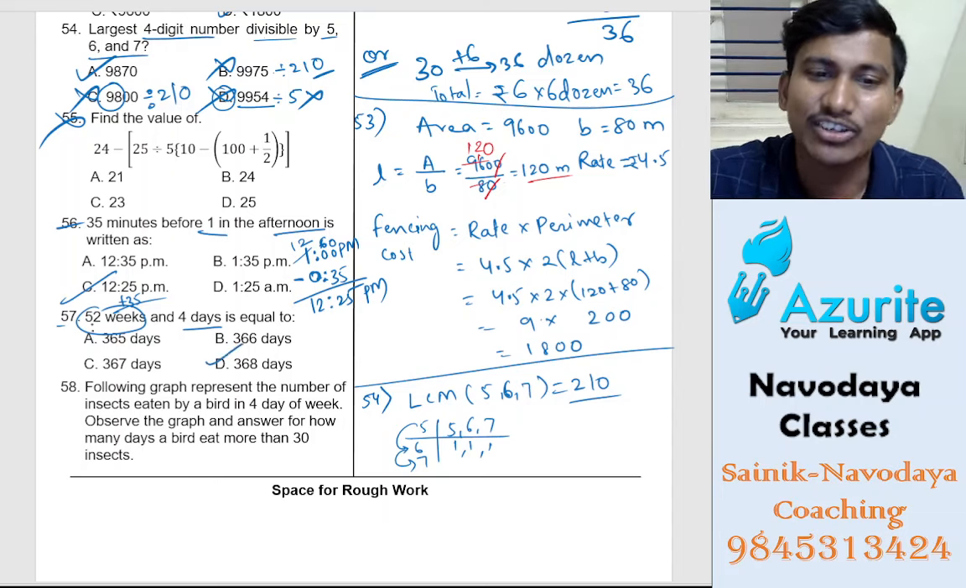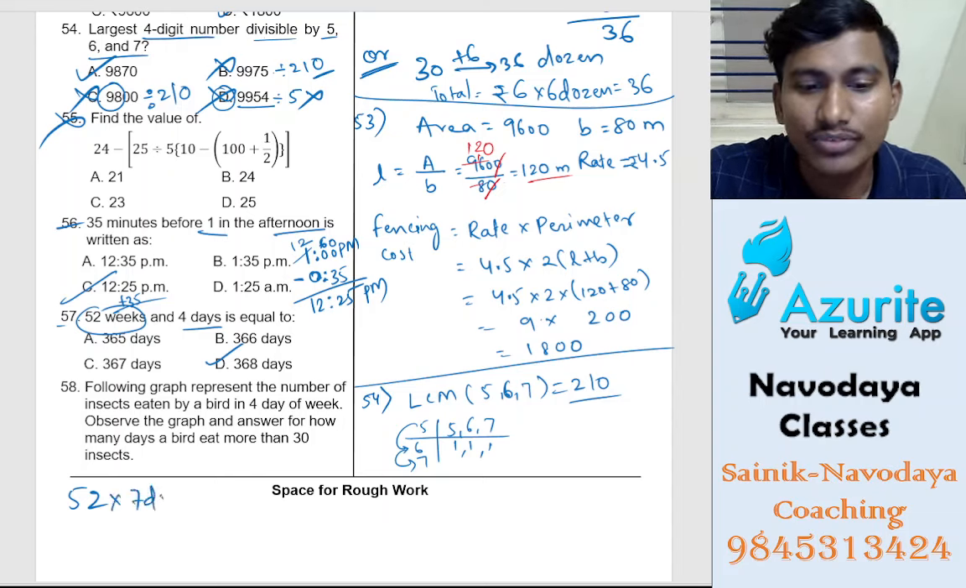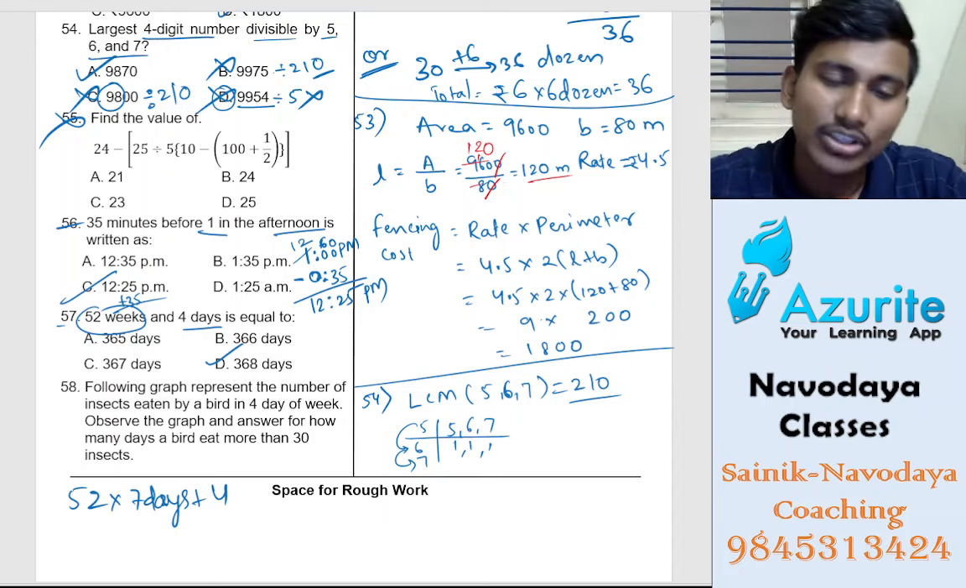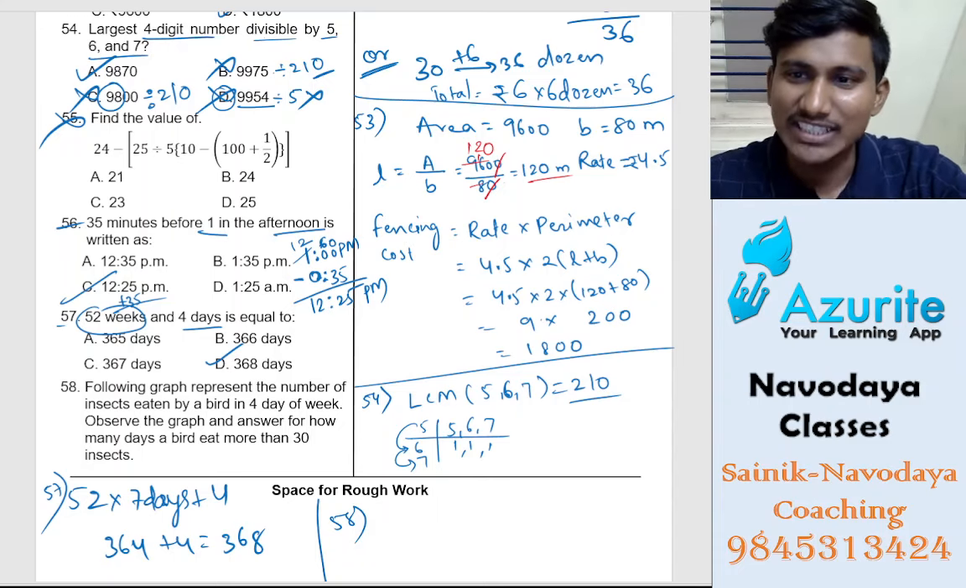The answer is 368. Or, 52 weeks is there, and 1 week means 7 days. So 52 into 7 days plus 4 days are there. If you add them all, you will get 368 days total. Understood? So we will go to the next question.